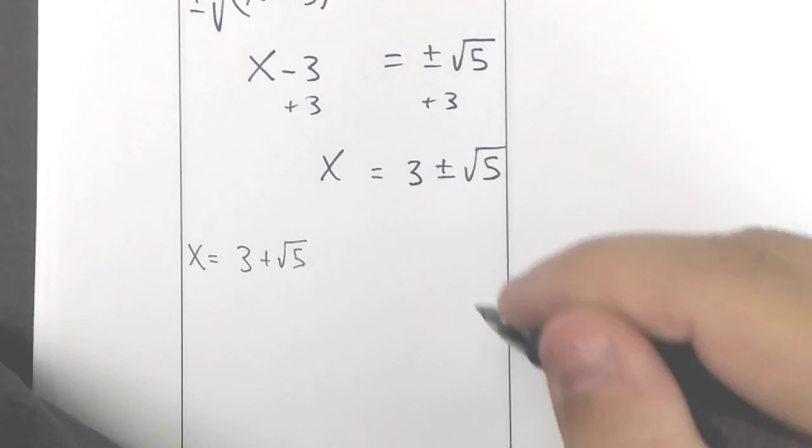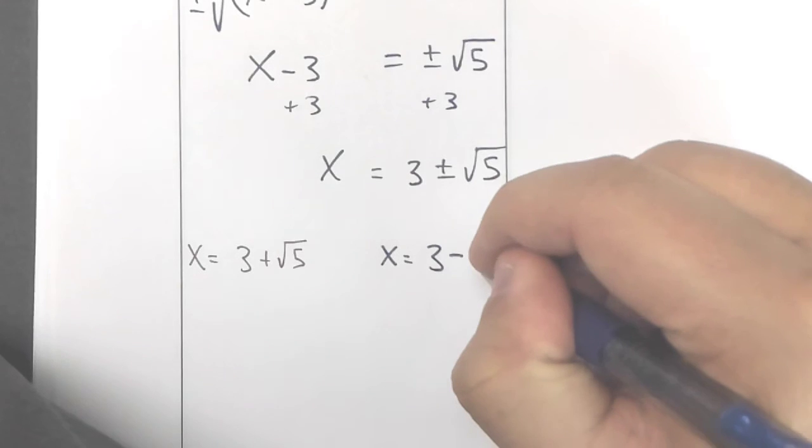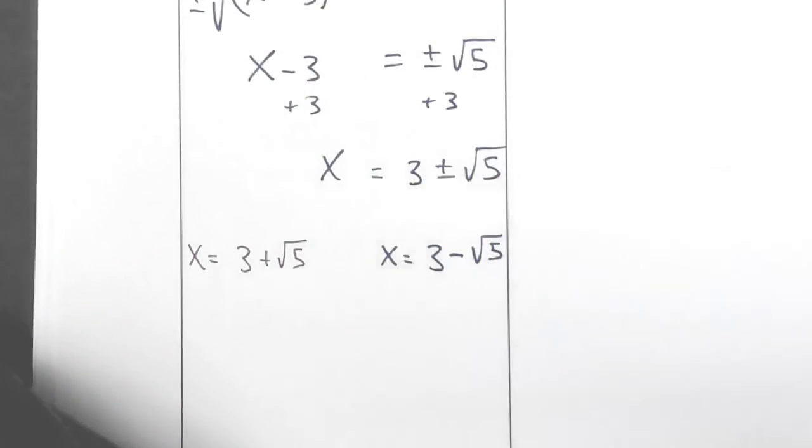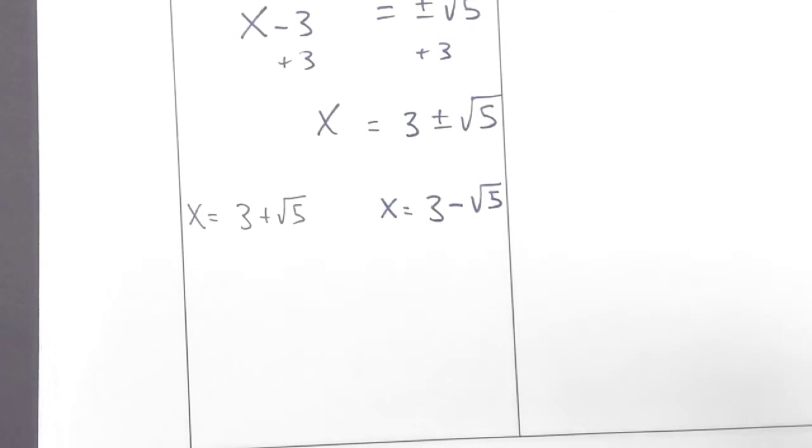That's the first one, x equals 3 plus the square root of 5. Then the next one is x equals 3 minus square root of 5. Can we agree with that statement? Yes. Whatever the square root of 5 is not that important.